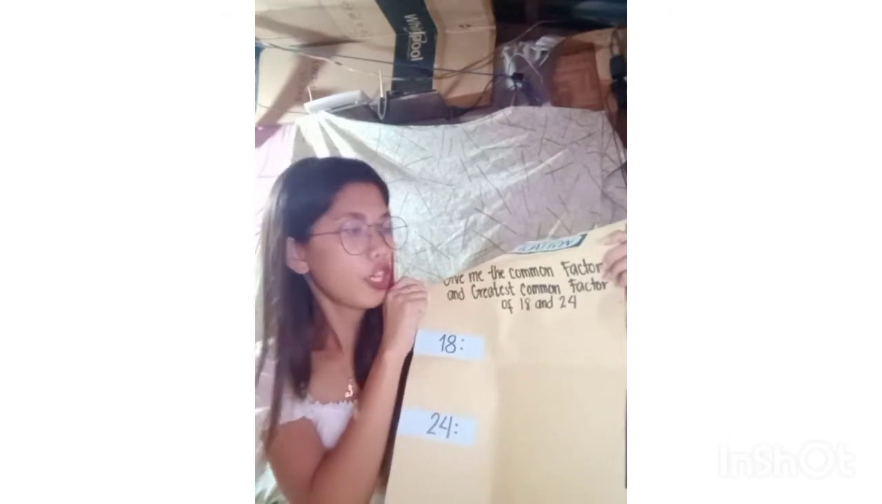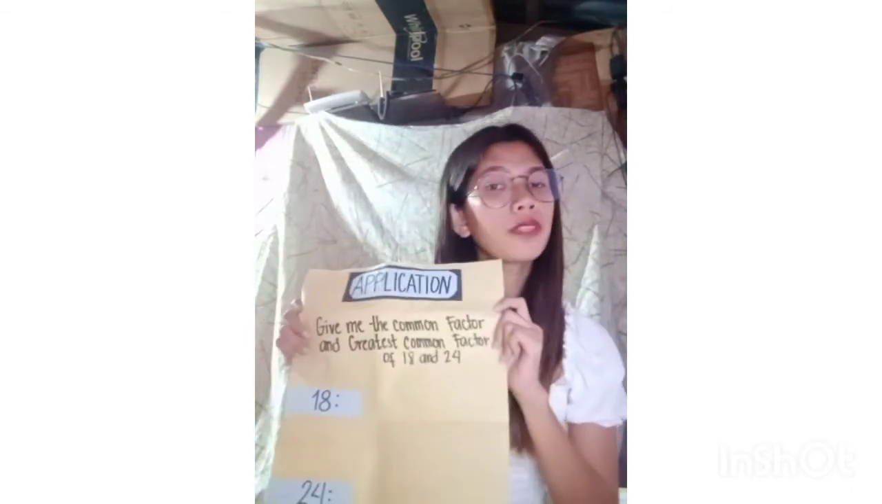And now, class, I have an activity, and someone can answer it in front. Okay, class. Give me the common factors and the greatest common factor of 18 and 24. Can someone please solve it on the blackboard? Okay? Can someone please answer it?